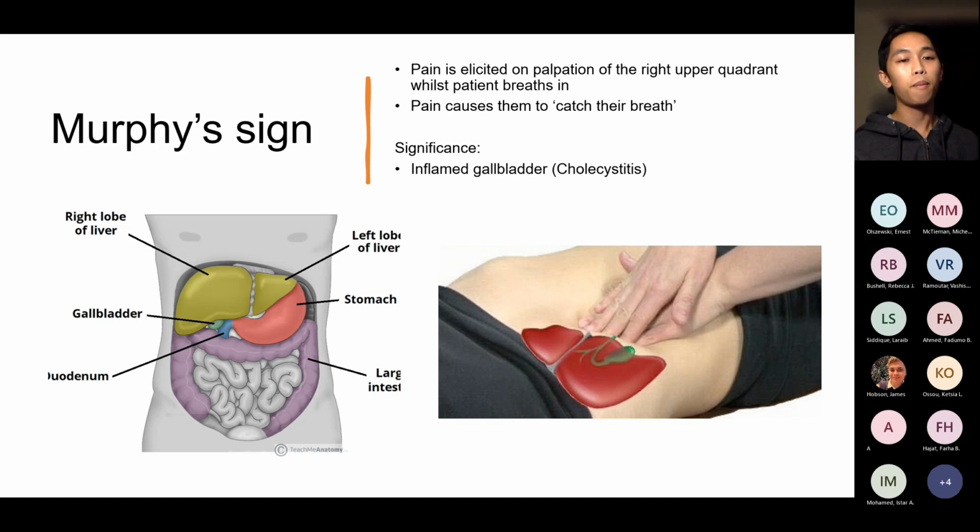Next is Murphy's sign. Murphy's sign is seen in conditions like cholecystitis, and this occurs because the gallbladder lies in the right upper quadrant, and when it's inflamed, it can cause this sign to occur. So you ask the patient to take a big breath in, and when you palpate, it causes them to stop breathing because of the pain. And this occurs because the inflamed gallbladder hits your hand. So that's Murphy's sign.